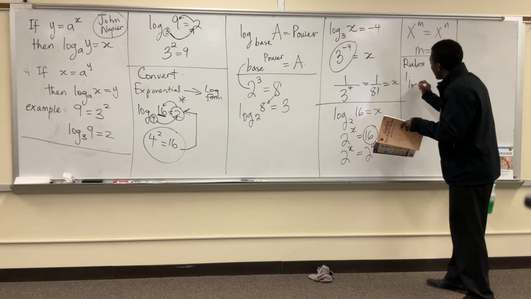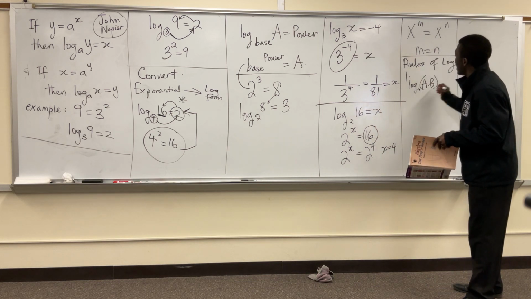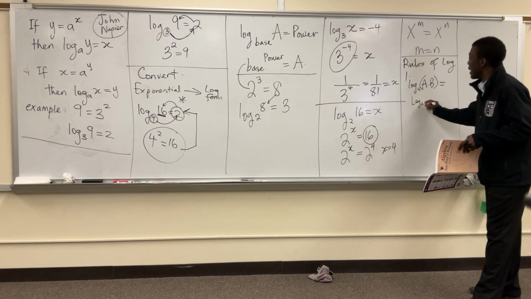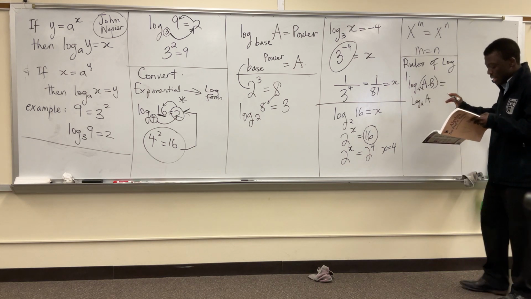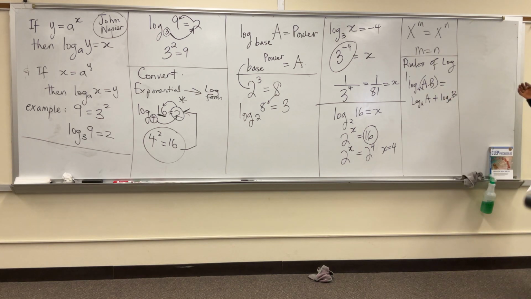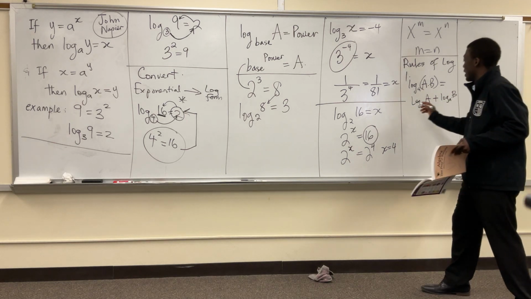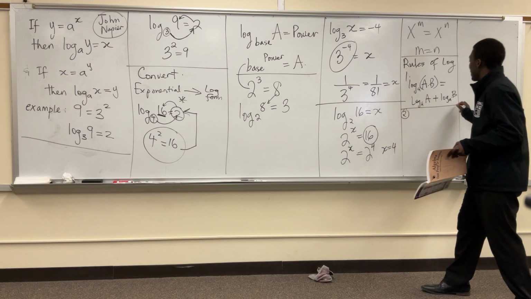But the first rule says if you have log base a of a times b, then this is the same thing as log base a of a plus log base a of b. I'll give you an example of that over here, but let me write down 3 rules, and then I'll give you examples of each. So that's the first rule.